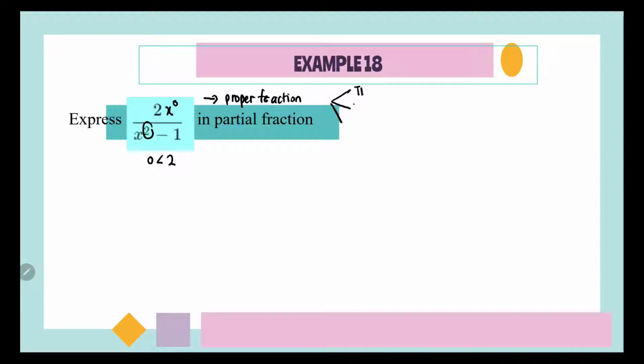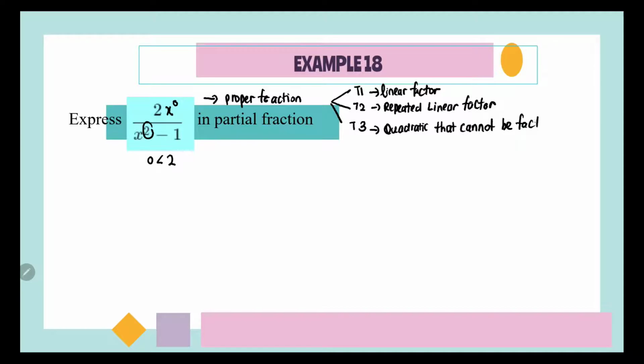Once we have recognized this as a proper fraction, we need to identify the factors. There are 3 types: type 1, type 2 and type 3. For a type 1 factor, the factor should be a linear factor. For a type 2, it should be a repeated linear factor. For a type 3, it should be a quadratic that cannot be factorized.